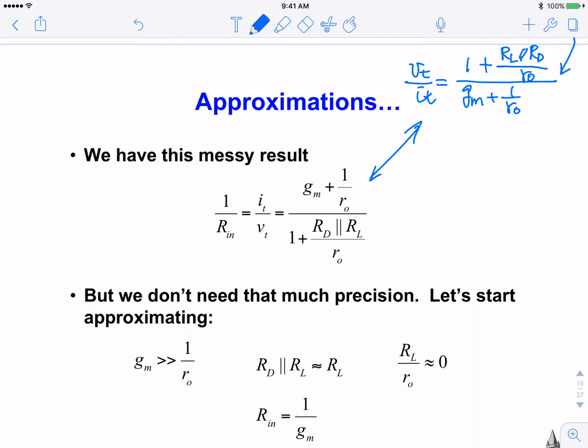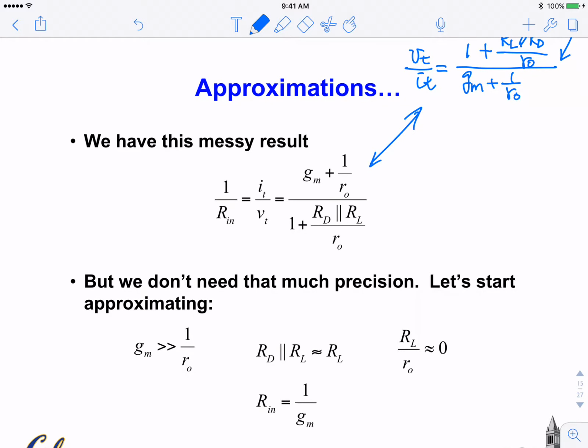Okay, so we can throw away terms. If you know what terms to throw away, it makes your life a lot easier. Okay, and we'll see why.